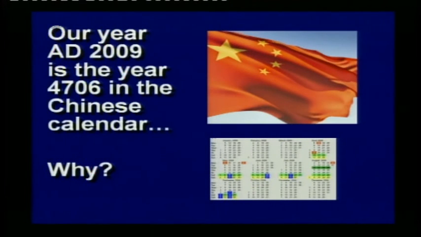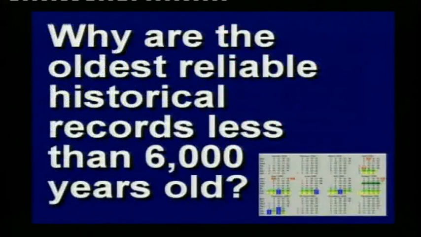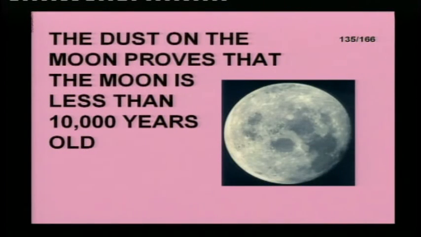Well, I think it's because the Earth is only 6,000 years old, and you expect all calendars to be much younger than the date of the Earth. And they are. Now, let's look at the dust on the moon. The dust on the moon proves that the moon is less than 10,000 years old.